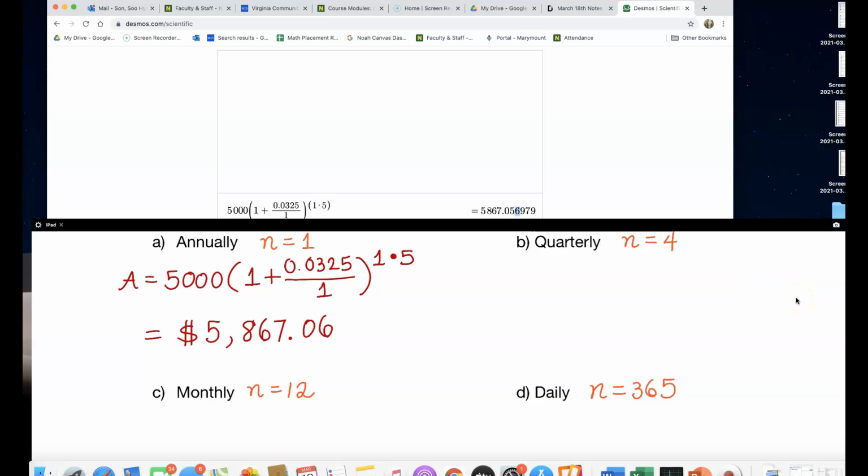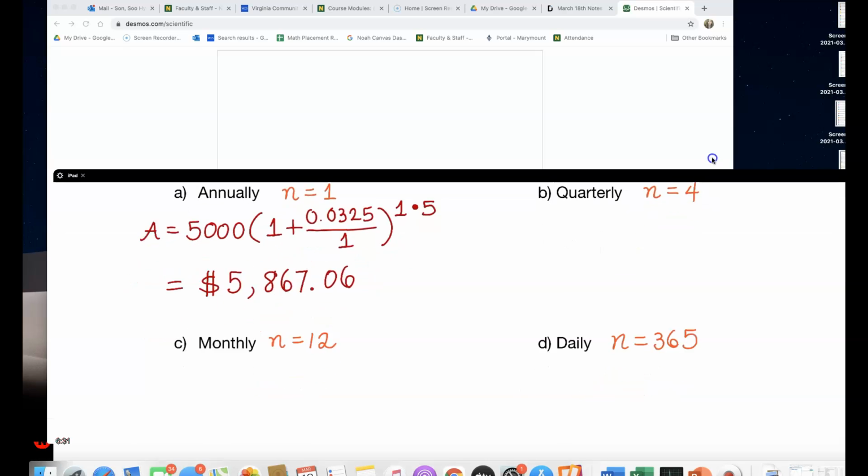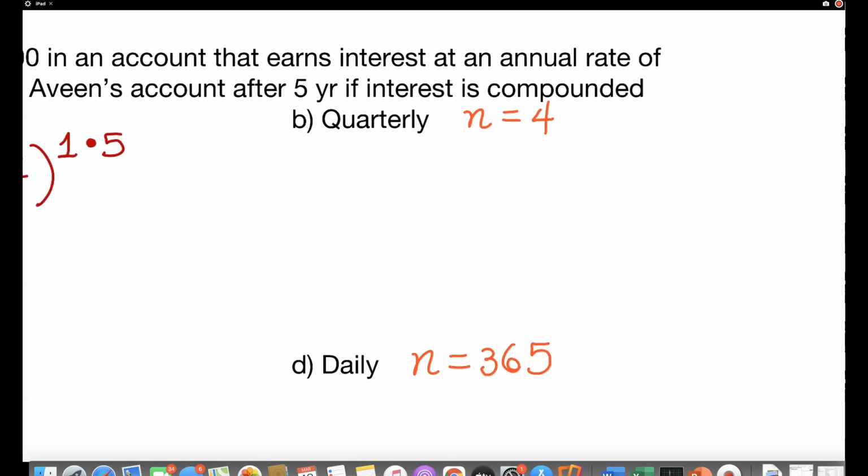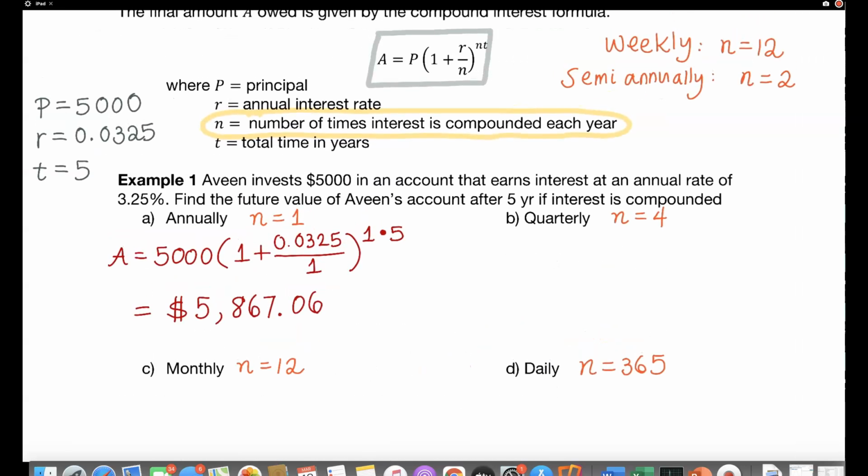All right, next one. What if it is quarterly? All right, hold on. Let me go ahead and set it up over here before I go straight to the calculator. For quarterly, I need to look at the formula. A equals, let me use a different color. A equals, well, the amount she's investing is still 5,000, but inside the parentheses, we will have 1 plus 0.0325 divided by 4 because in this case we are doing quarterly. And we're raising this to n times t power. So 4 times 5th power this time.